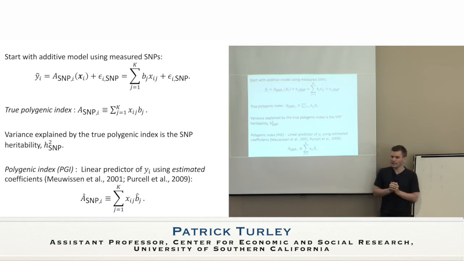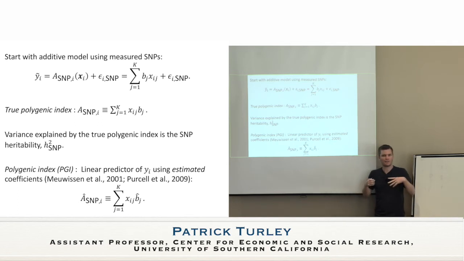Okay, so let's start with the additive model. We told you that for the phenotype Y, there's some fraction of the phenotype that's explained by genotype SNPs, and then everything else that's left. And this is just another way to express the additive SNP factor. And so I'm going to refer to something as the true polygenic index.